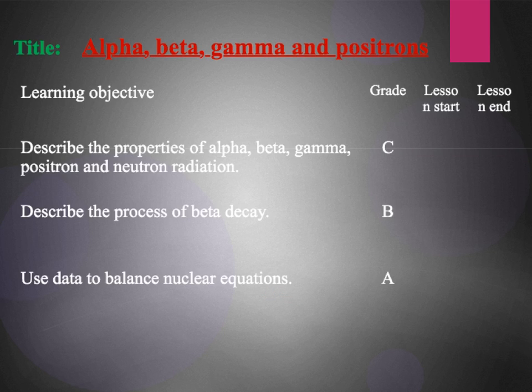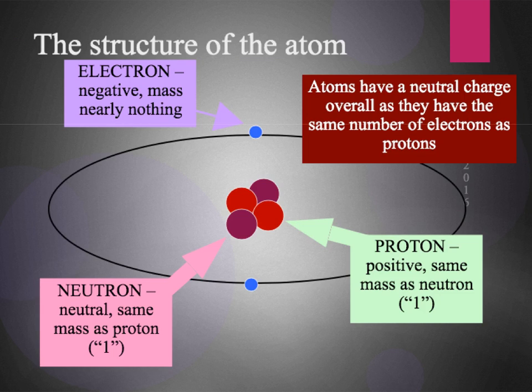Before we look at radiation, we need to remind ourselves of the structure of the atom. So the structure of the atom, which you should remember from year 10: all atoms have a neutral charge overall as they have the same number of electrons and protons. We have electrons on the outside in shells, which have a negative charge and a mass of nearly nothing.